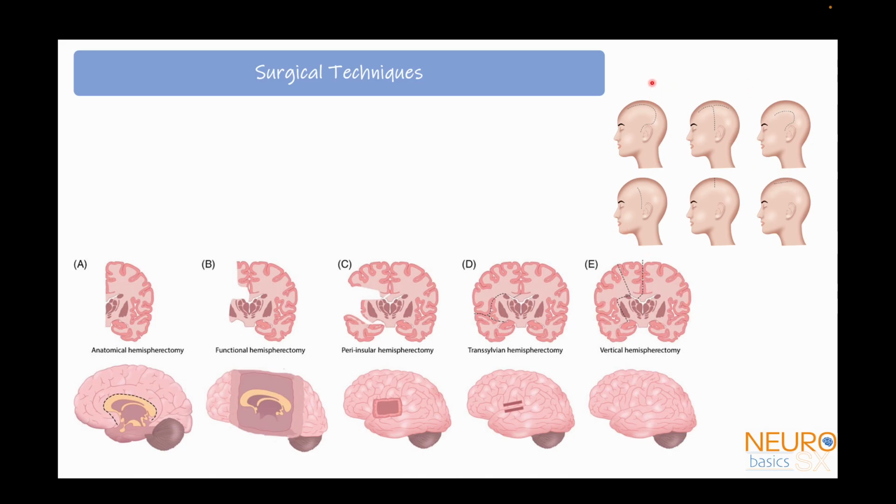Now, there are multiple different incisions which have been used to do a hemispherectomy, and it depends on the type of hemispherectomy you want to do. Usually for an anatomical or a functional hemispherectomy, you require a significantly large exposure. So you would do either a question mark incision or a T-shaped incision. If you're just doing a trans-sylvian hemispherectomy or even a peri-insular one, you can take much smaller incisions. For a vertical hemispherectomy, you can even do a small linear incision in the parasagittal region.